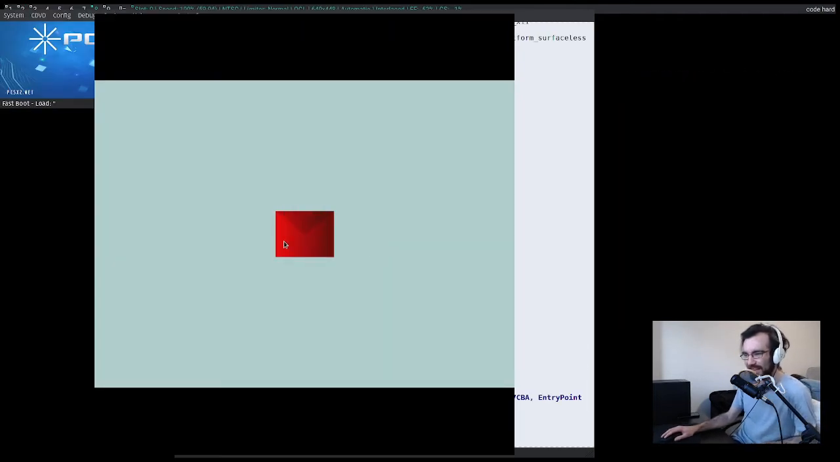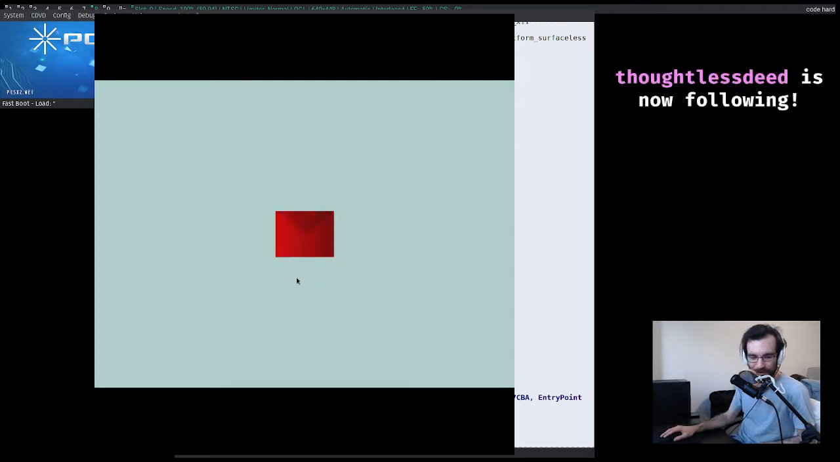So these vertices are being colored by depth, and some interesting stuff going on.